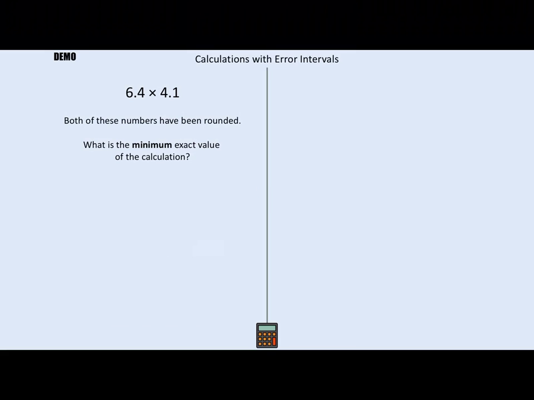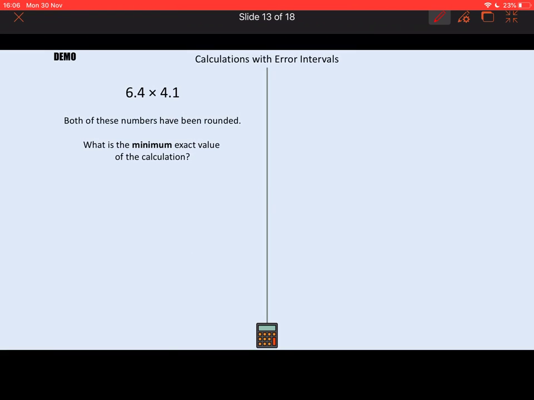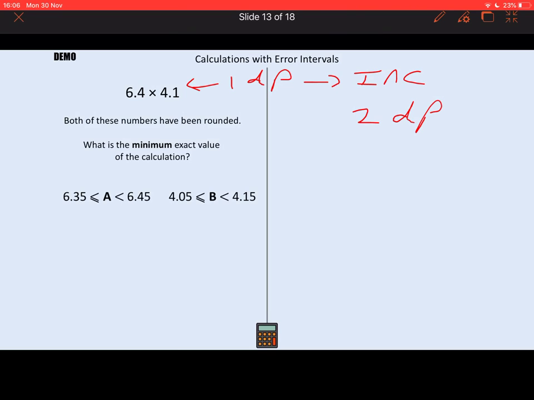Now, same approach. I've got 6.4 and 4.1. These have been rounded to 1 decimal place, so my error interval is going to include 2 decimal places, okay? So because of that, write out my error interval. There we go. If it's the minimum multiplication, I pick my smallest 2 numbers, which are those, and I multiply those together to get that. So no other calculation using these numbers in this error interval will get me a smaller number.